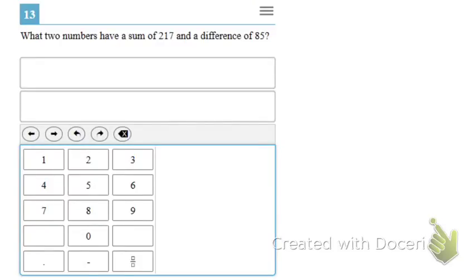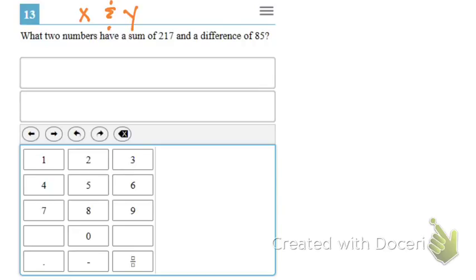Here it says, what two numbers have a sum of 217 and a difference of 85? So we need to come up with what those two numbers are. There's two of them. I'm just going to call them X and Y. You can pick any letters you want.